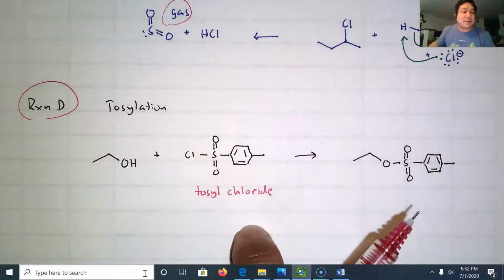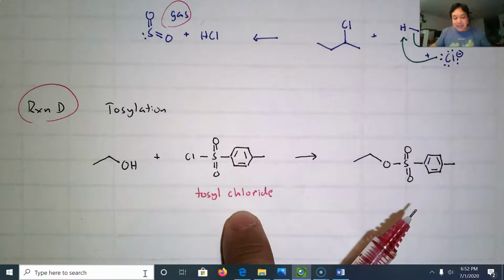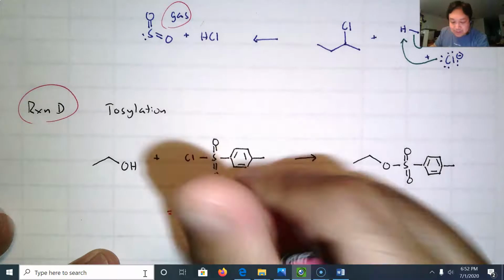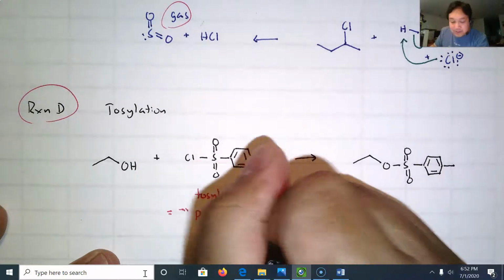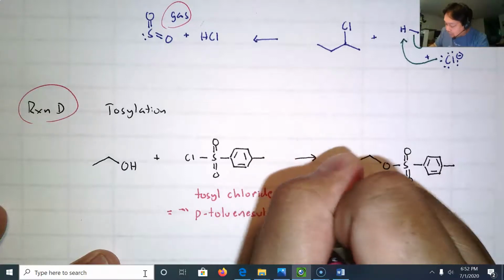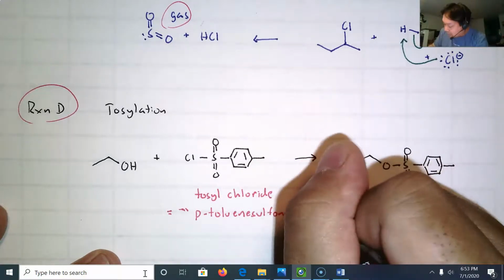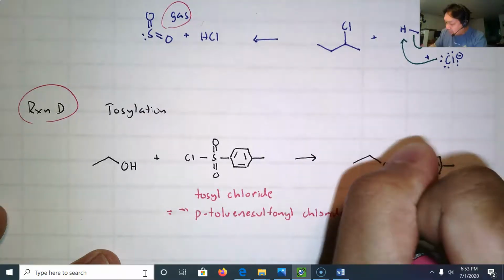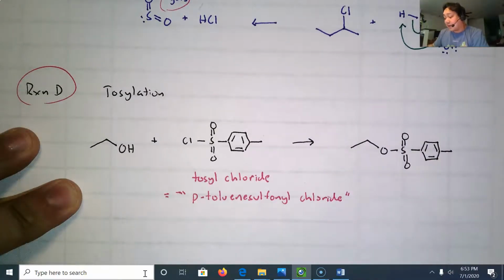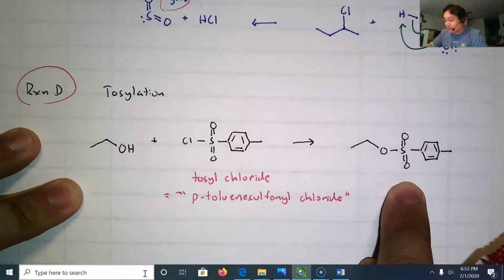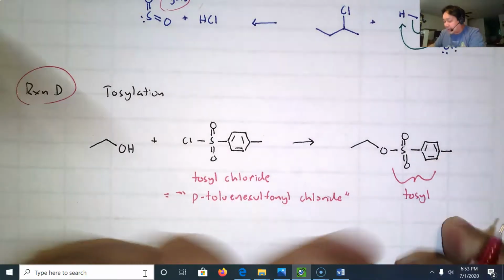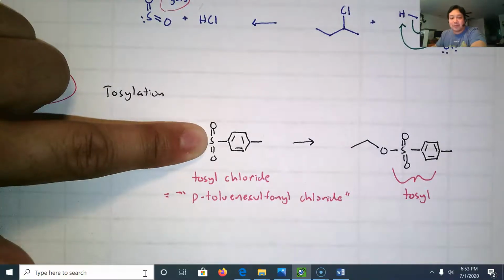If you look it up, this tosyl group is equal to P-toluenesulfonyl chloride. Don't worry about what P stands for. A mouthful, but we're installing a tosyl group. So this part right here is a tosyl, and you notice that it's just basically this molecule without the chlorine.